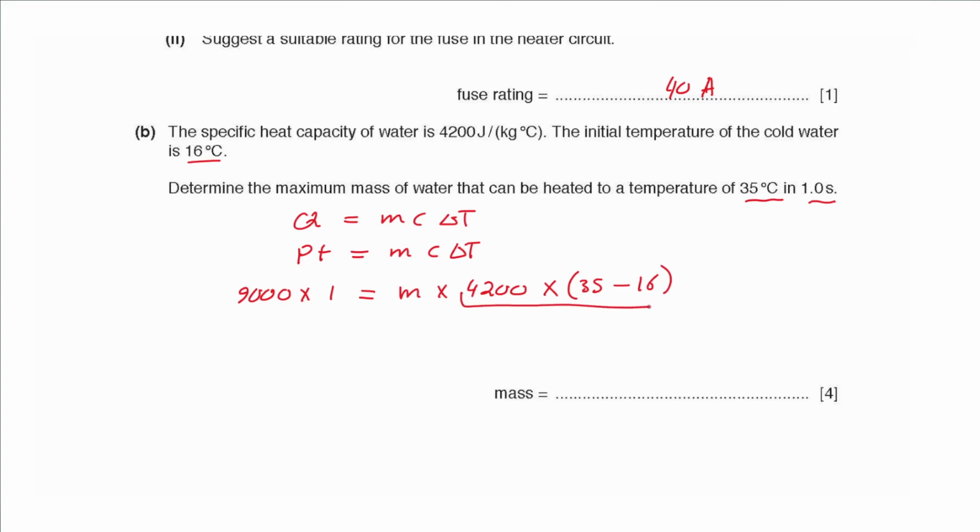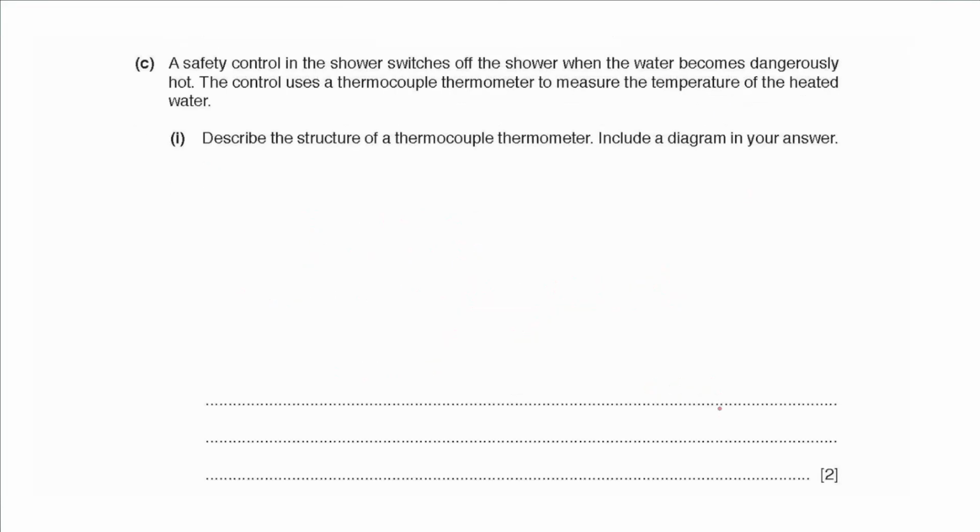So moving this whole part to the other side by division, we get a mass of 0.11278, so approximately 0.11 kilogram. Part C is about thermometers, which was removed from the syllabus, so you can skip this part. It says a safety control in the shower switches off the shower when the water becomes dangerously hot. The control uses a thermocouple thermometer to measure the temperature of the heated water. Part I says describe the structure of a thermocouple thermometer. Include a diagram in your answer.